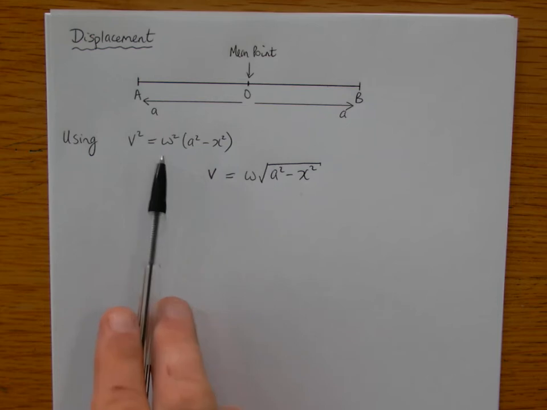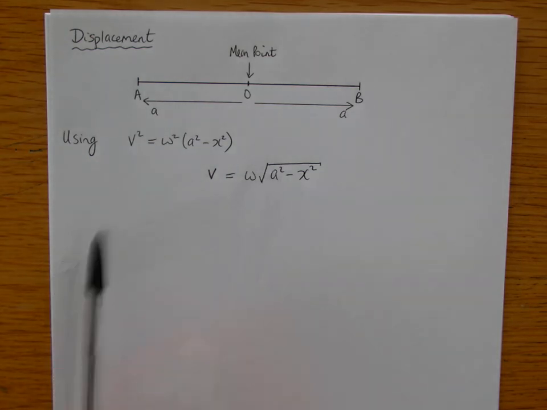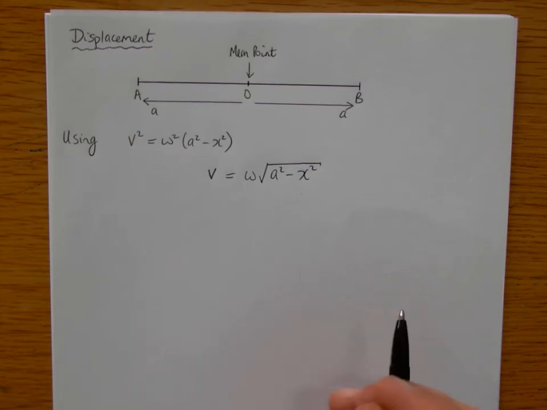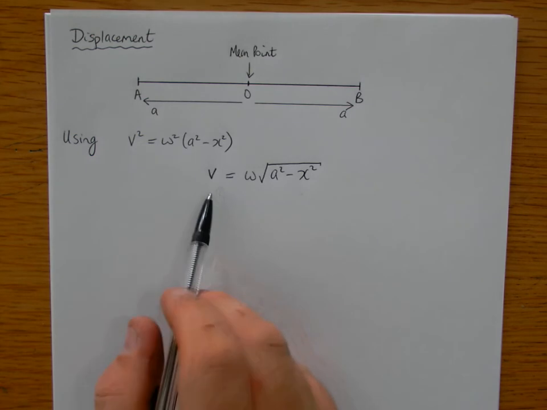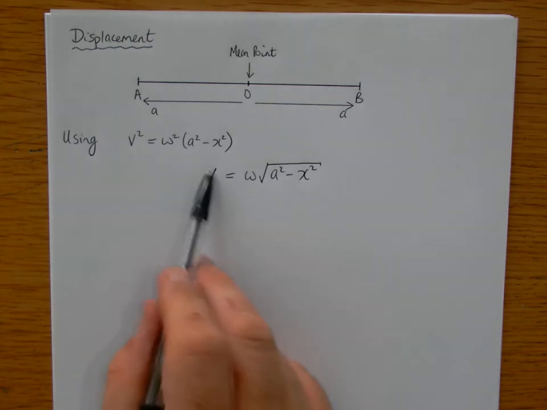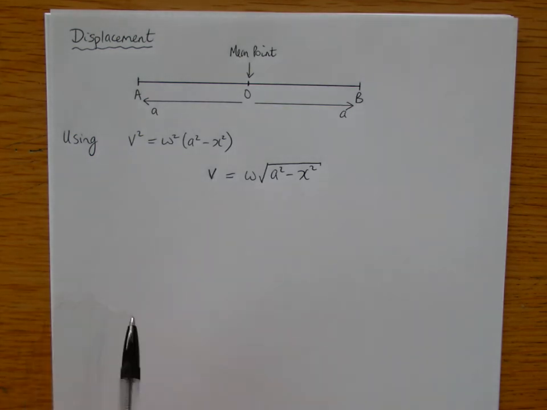If you remember, you just square root both sides, okay? And you get this. We take a positive root, which will then help us with coming to our solution for displacement. So what I'm going to do now is, because I want an expression for displacement, remember what V can be written as in terms of displacement.